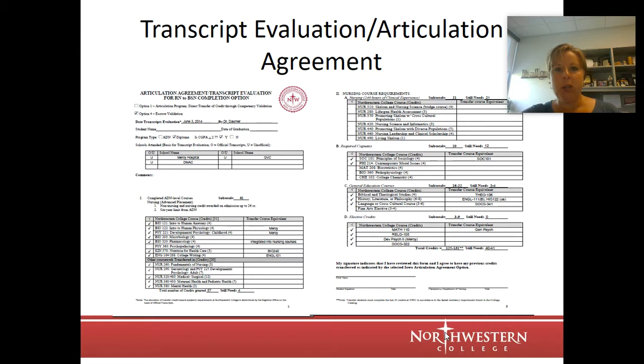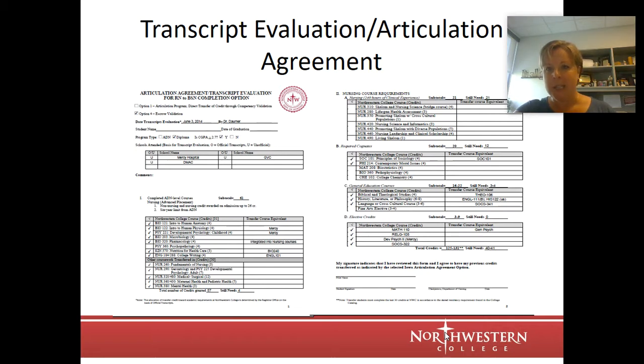This form was your transcript evaluation, also known as the articulation agreement, that got sent to you as we reviewed your transcripts here at Northwestern to compare the courses that you are transferring in with your associate degree that you have earned with what we require here for our program. So this is just for your information. There's nothing more you need to do with this.